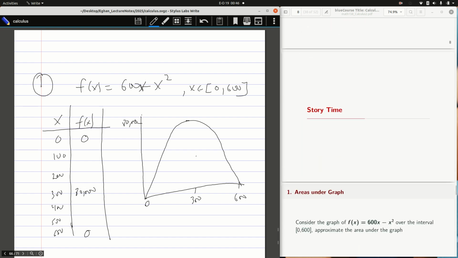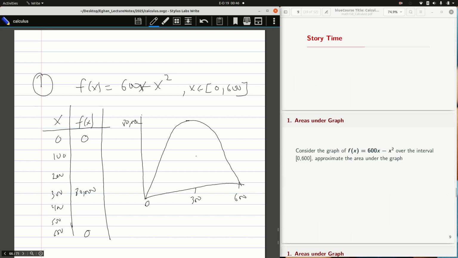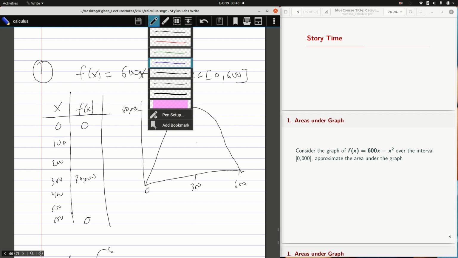Let's take the first story. First story has to do with area under a graph. As usual, it says consider a function given as 600x minus x squared over a given interval. Approximate the area under this graph. First, you want to know how the graph looks. Let me change the pen to, I think, blue would do.